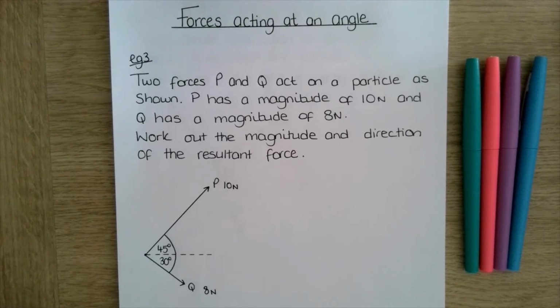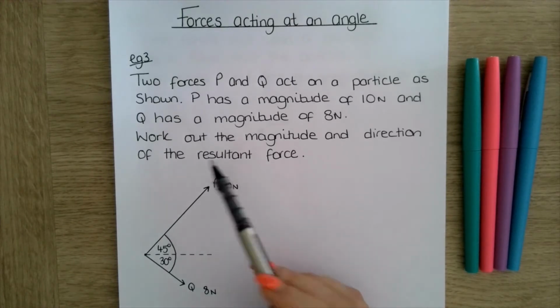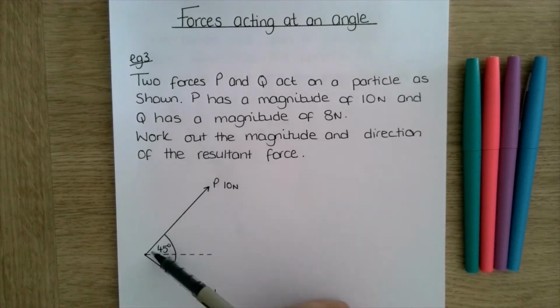So, two forces P and Q act on a particle as shown. P has a magnitude of 10 newtons, which I've labelled there, and Q has a magnitude of 8 newtons, which I have labelled here. Work out the magnitude and direction of the resultant force. So what I'm going to need to do is find the overall horizontal component and the overall vertical component, and then use that to find the magnitude of the resultant force.